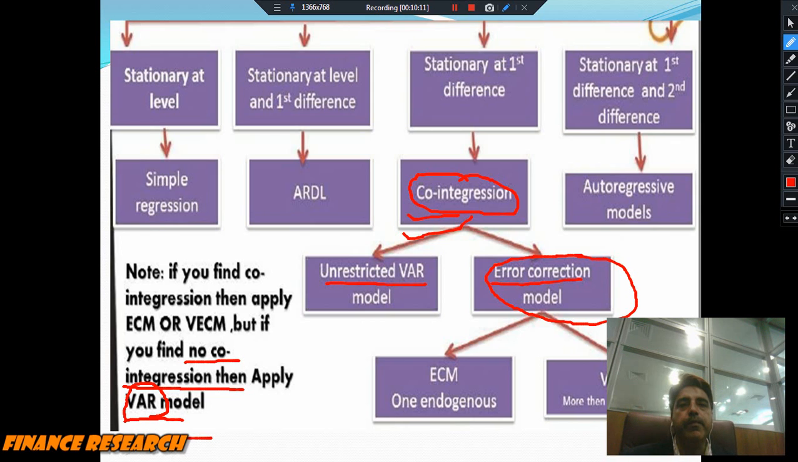So here I end, and in the next session I will be discussing the Jarque-Bera test, which is very crucial to know whether your residuals are normally distributed or not.